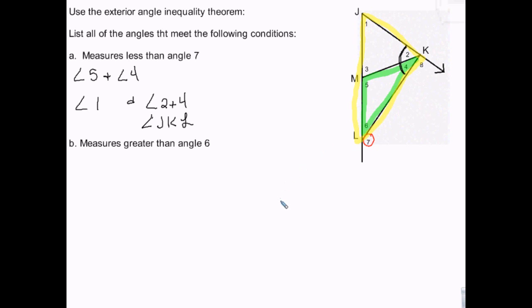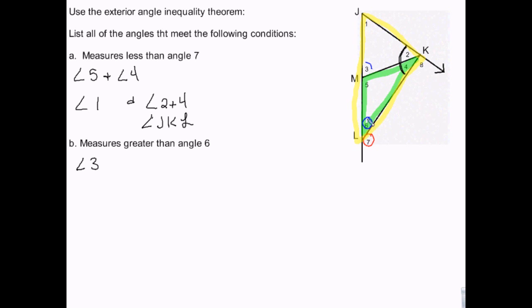Okay, now measures greater than angle 6. Angle 6 is right here. So we have this exterior angle 3, which is exterior to the green triangle, so angle 3 would be greater. Angle 2 is not an exterior angle because exterior angles only occur when the side continues, and this side here would have to continue out, so it's not angle 2.